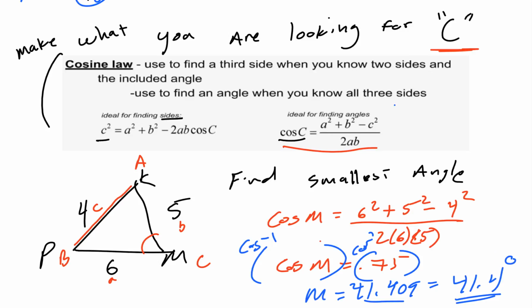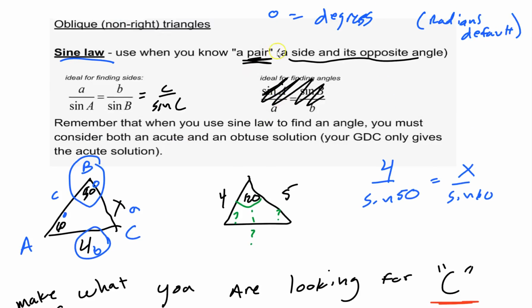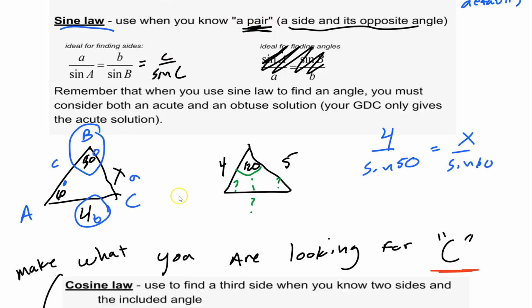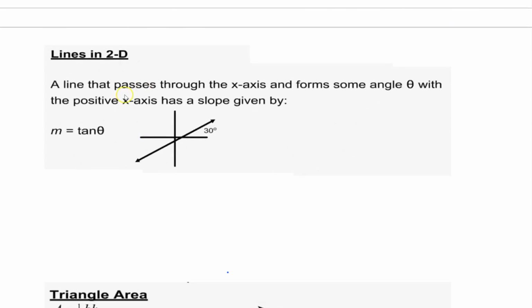Right, so that's law of sines and law of cosines. Key thing to keep in mind with law of cosines: make whatever you're looking for C, it just makes it easier. And how do you know which one you use? If you have a pair, law of sines. Otherwise, law of cosines. Let's look over some other odds and ends dealing with triangles.